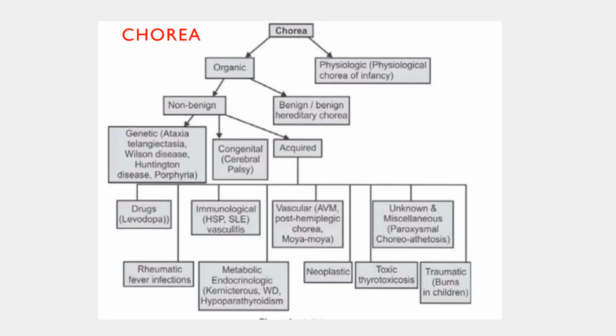Let us come to the non-benign variety. It is again classified as genetic causes, congenital cerebral palsy related, or acquired causes. In genetic causes, ataxia telangiectasia, Wilson's disease, Huntington's disease will cause chorea. In congenital disease like cerebral palsy, patient will have chorea. In acquired diseases, most commonly we see drug-induced chorea like levodopa, rheumatic fever infection, Henoch-Schonlein purpura, SLE, vasculitis, endocrinopathies, kernicterus, parathyroid illnesses, vascular malformations, malignancies, thyrotoxicosis, and post-traumatic. These are the acquired causes. So depending on the history and examination, we can come to the conclusion. Okay.